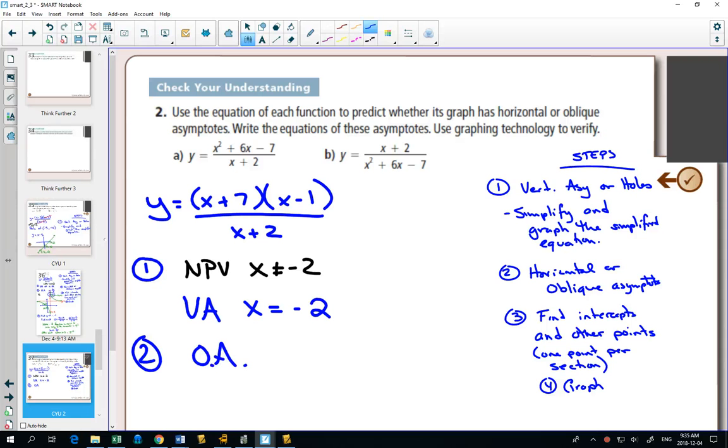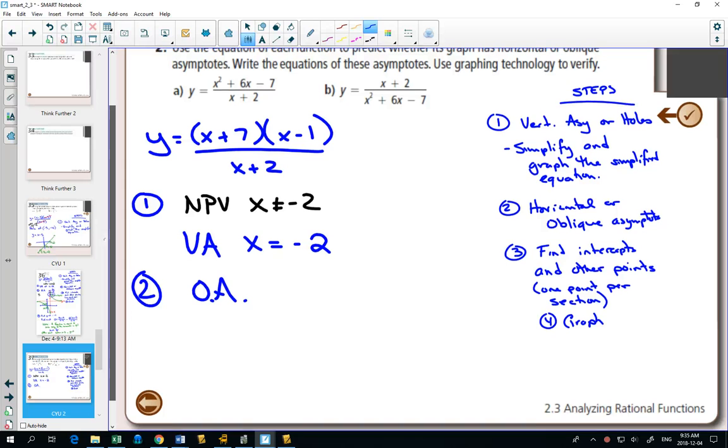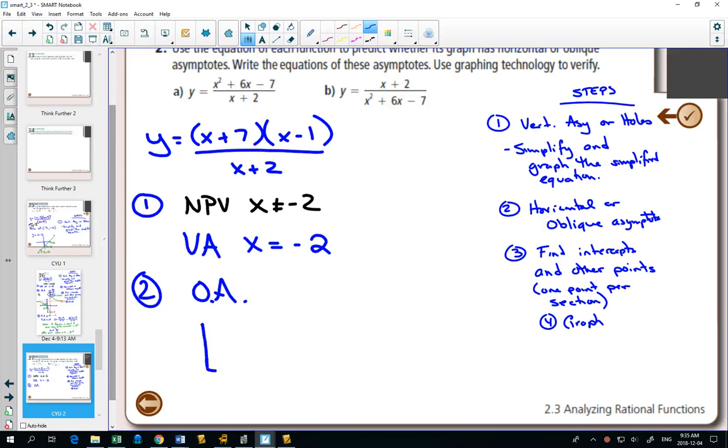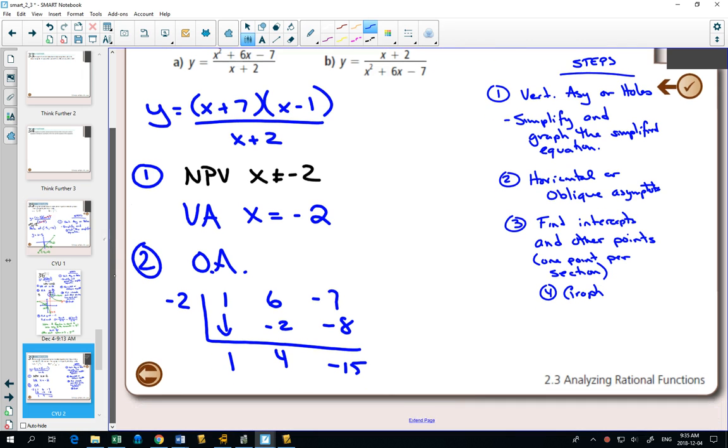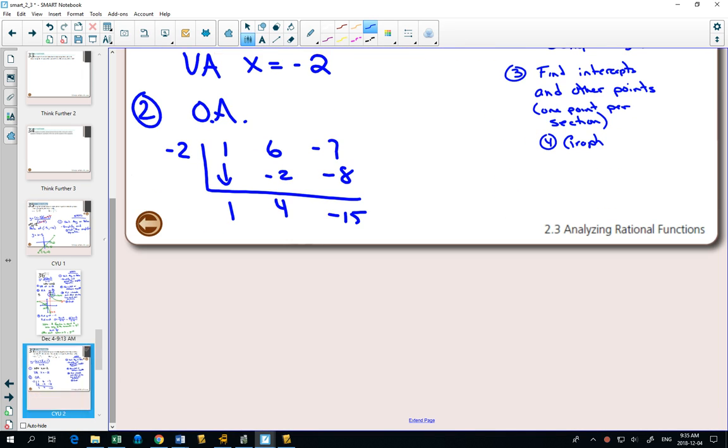How do we find our oblique asymptote? We use synthetic division. So we set it up. We have 1, 6, -7 divided by x plus 2, so there'd be a -2 out here. Bring the 1 down, -2, add, -8, -15. Ignore the remainder. Our oblique asymptote will be at y equals x plus 4.